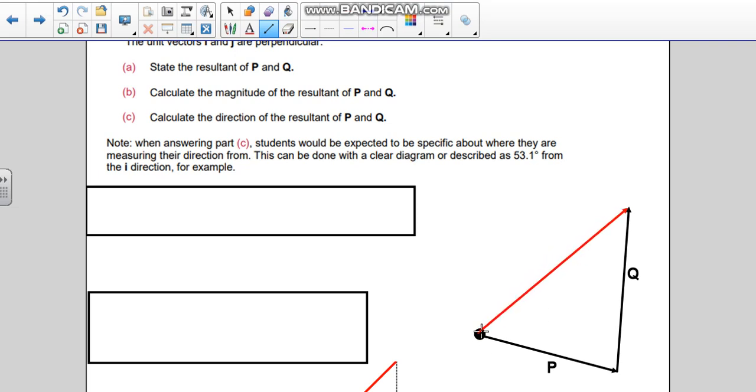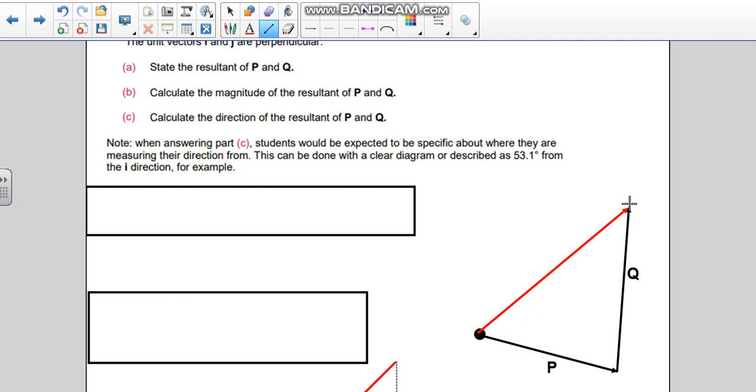This is what ultimately happens to the particle that we started with. It started here, it ended up here. How did we get there? Well, we went along the P vector and then along the Q vector, so we are adding those two vectors together to get to this point. Remember, it doesn't matter which route you take with vectors, this resultant vector will be the same whichever route you took.